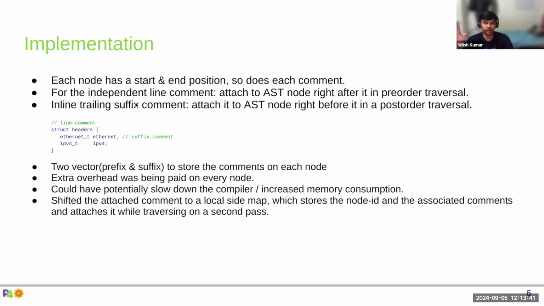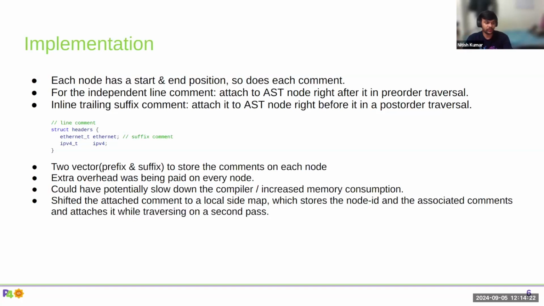Each of these nodes has a start and end position, and the comment has them too. So we follow a rather simple approach. We make use of the position information of the comments and nodes, and go through the comments and attach the independent line comment to the AST node right after it, in a pre-order traversal. Similarly, we go through the inline trailing suffix comments and attach each to the AST node right before it in a post-order traversal. As we can see in this code snippet, the line comment got attached to the struct, and the suffix comment got attached to the Ethernet type.